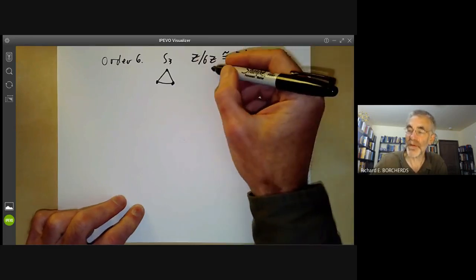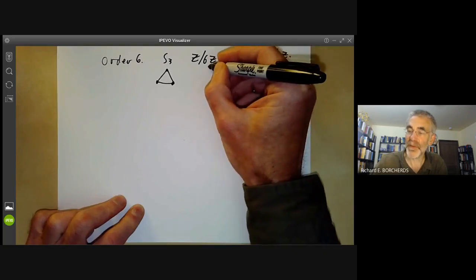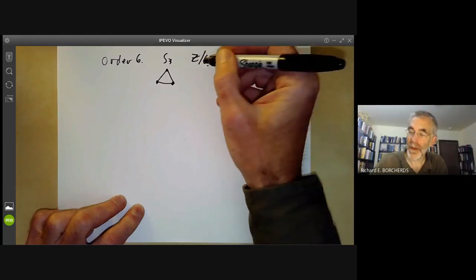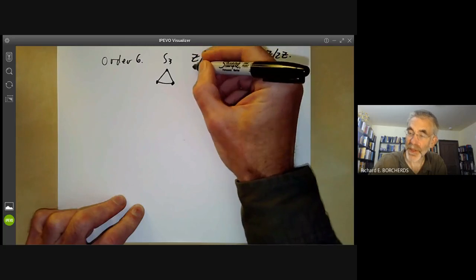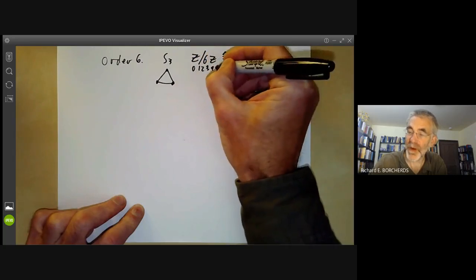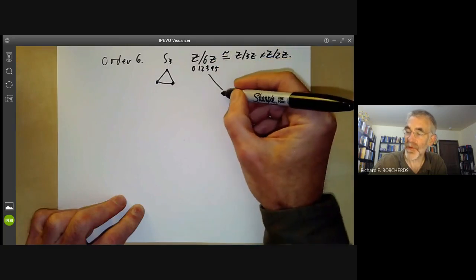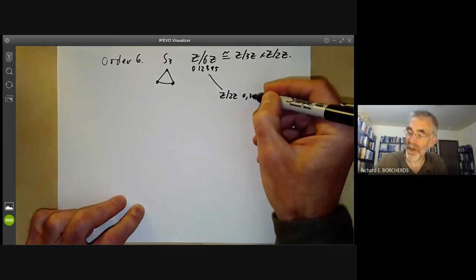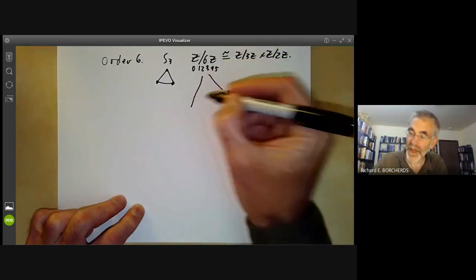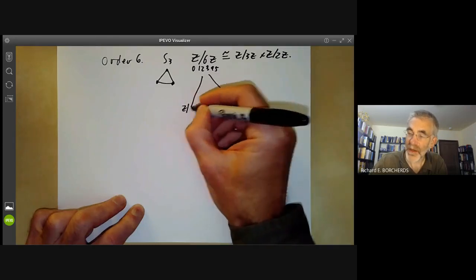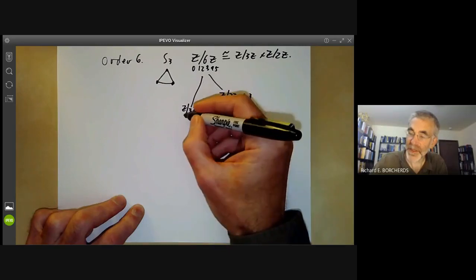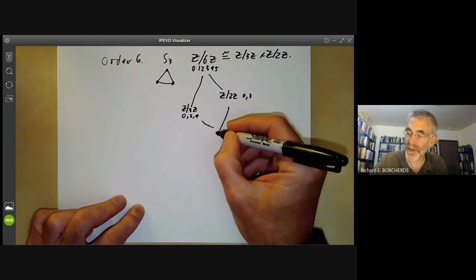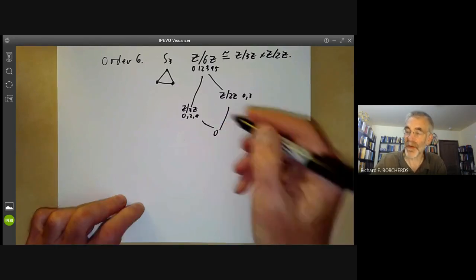It's got the subgroup Z over 6Z itself, which is generated by some element g. I guess we could just take g to be 1, so it consists of 0, 1, 2, 3, 4, and 5. And it's got a subgroup isomorphic to Z over 2Z, consisting of 0 and 3. And it's got a subgroup Z modulo 3Z consisting of the elements 0, 2 and 4. And finally, it's got the trivial group, just consisting of the element 0.